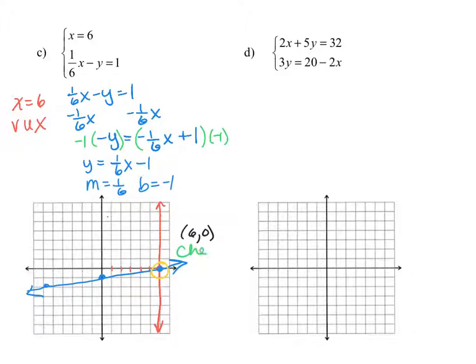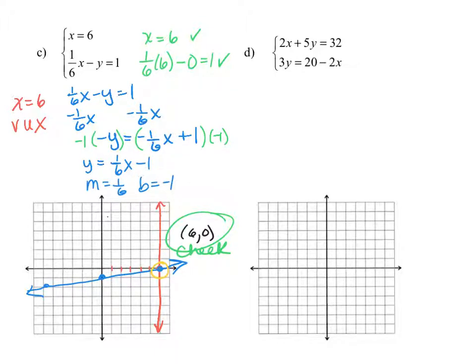The check, well, we know the first equation was x equals 6, so that makes sense. It is a solution to the first equation. And then the second equation, 1 over 6x, which is 1 over 6 times 6 minus 0, does that equal 1? 1 over 6 times 6 is 1, and 1 minus 0 is equal to 1. So we can say that this is a solution to that system of equations.